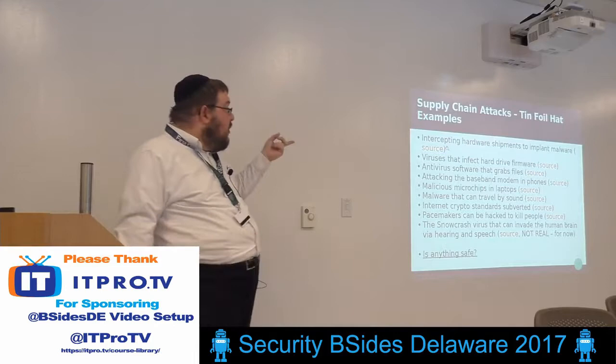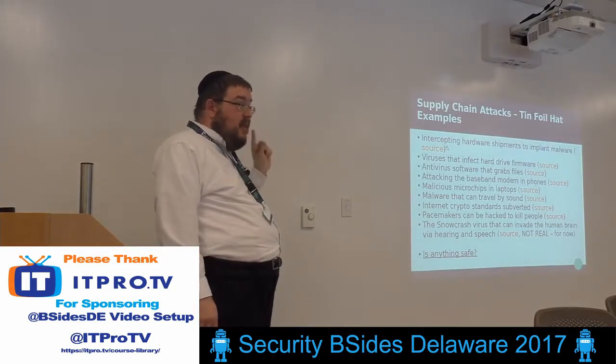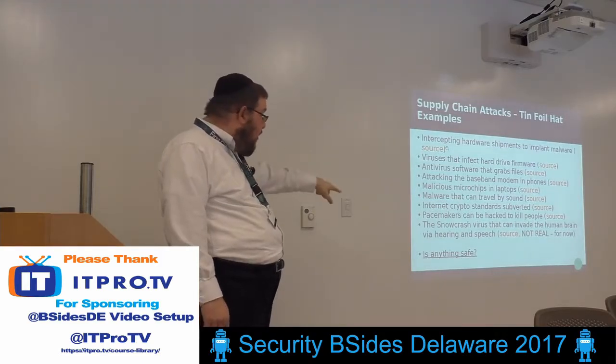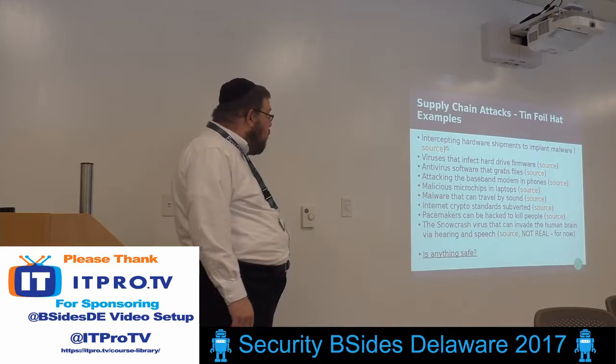This is the last one. This is what I call the tinfoil examples. Here's the problem with supply chain attacks: people want to be really paranoid, and there's no answer. The last example is false. I haven't verified that. All of the other examples are true.